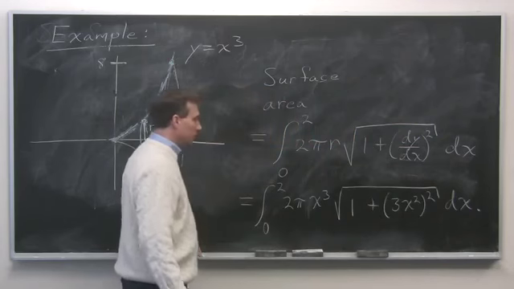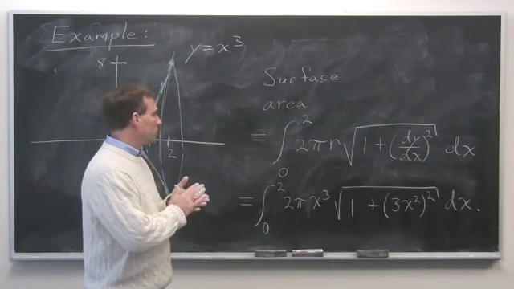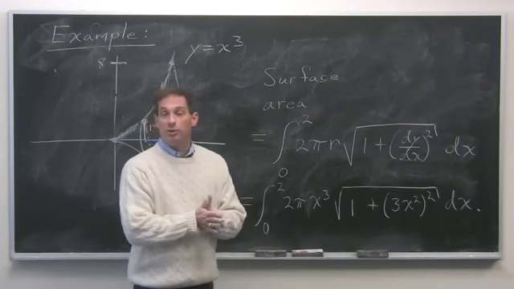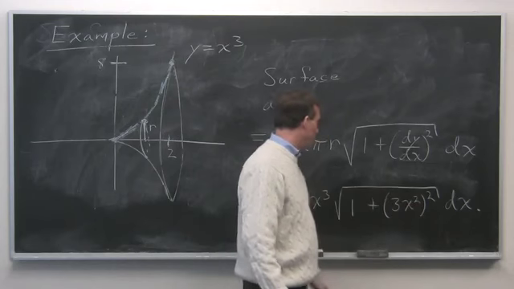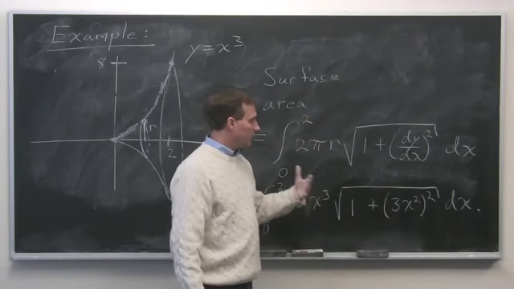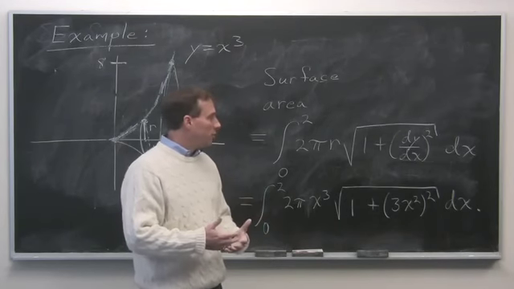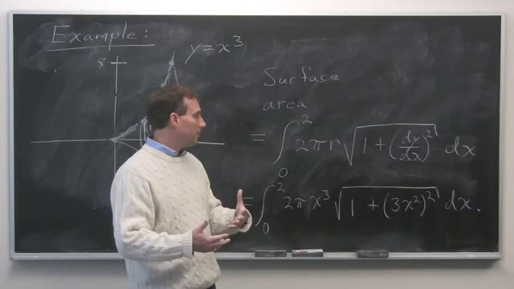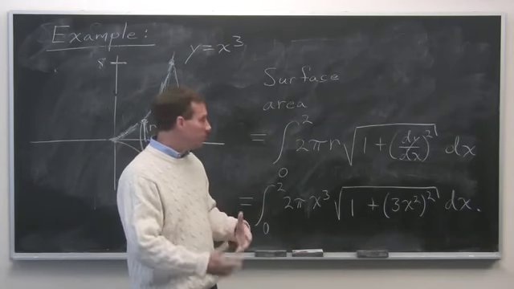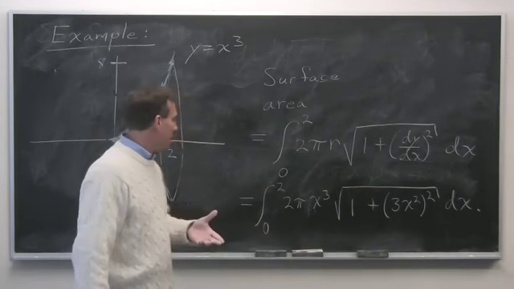Before I do this, there's something I should say. Once again, we're going to make a substitution for what's under the square root sign. This will be 1 plus 9x to the fourth. If you let that be u, then because it's 9x to the fourth, you'll get a 36 x cubed dx, and you have an x cubed dx. So that substitution will be very nice.